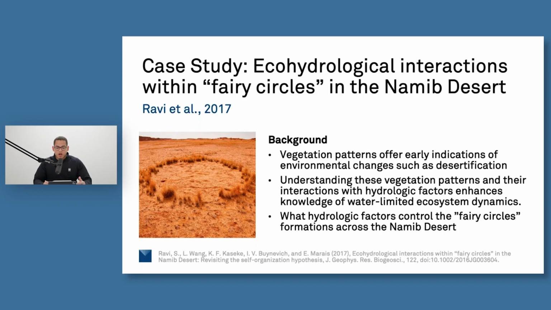These vegetation patterns are often a recurrent characteristic of water-limited environments and are considered indicators of abiotic processes like soil moisture, infiltration, and runoff. However, rapid changes in patterns are recognized as early indicators or warning signs of environmental change like desertification in dry lands. So what this means is a better understanding of the formation, structure, and growth of the vegetation patterns and their interactions with hydrologic factors can improve our current understanding of important processes underlying dynamics of water-limited ecosystems.